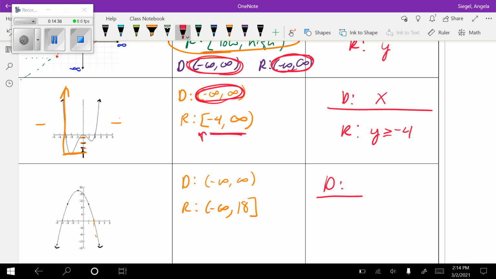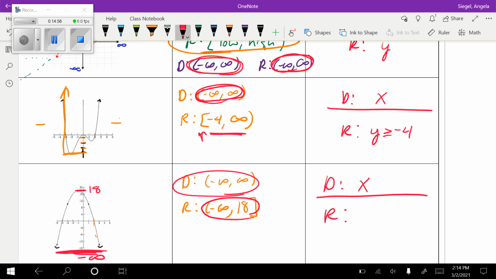Okay, so let's do the domain and range on here. So notice the domain for this guy is just all x's will work. But this guy, notice it goes from -infinity. So how low does it go? It goes all the way to -infinity and then all the way up to 18. So I'm going to say that y is less than or equal to 18.